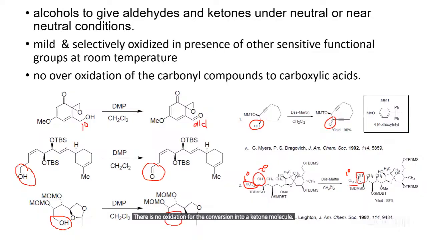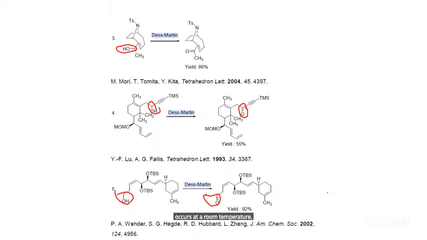Hence, it is a good selective mild reagent for sensitive functional groups. And another one, the reactions occur at room temperature. Look at some other articles in which Dess-Martin is used as an oxidant for oxidation.